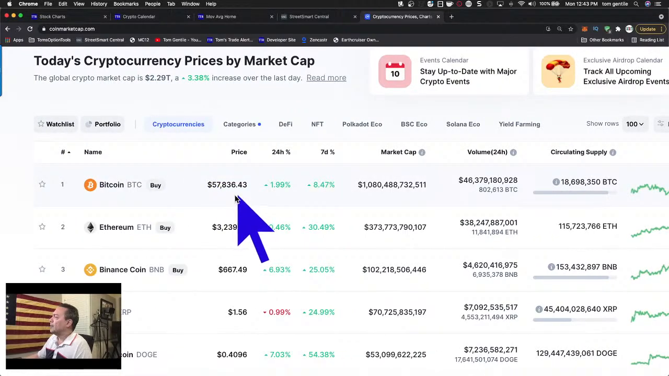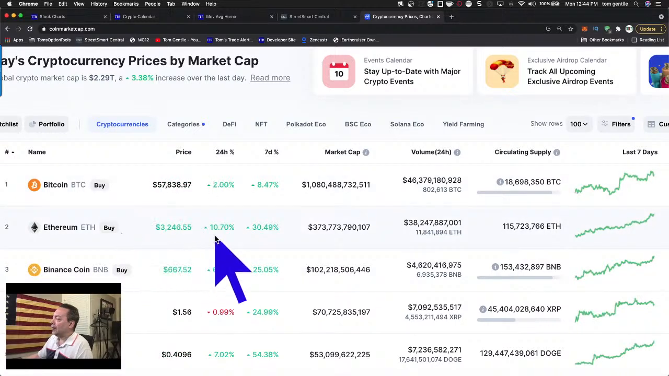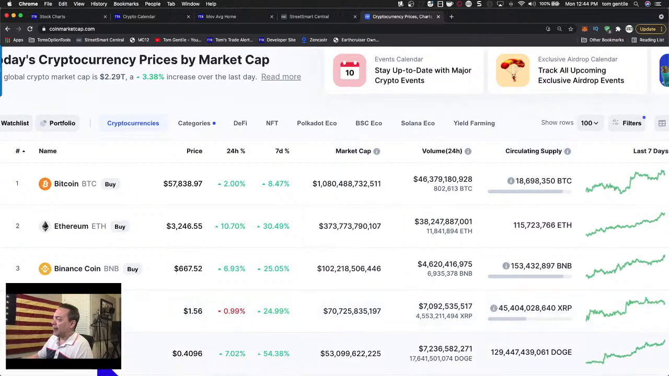So basically, look at Bitcoin for a moment. Bitcoin's at 57,836. Yeah, it's plodding along right now compared to Ethereum, which is up 10% today, 11%. Binance Coin is coming in and gives us the third spot. Ripple's number 4 on the market cap, and Dogecoin, 40 cents.